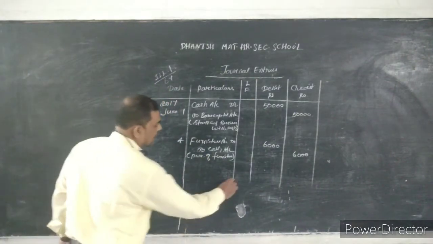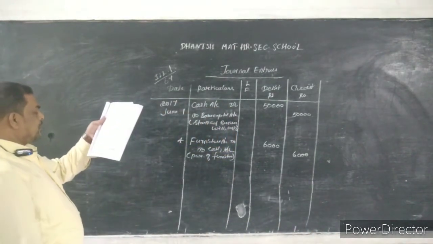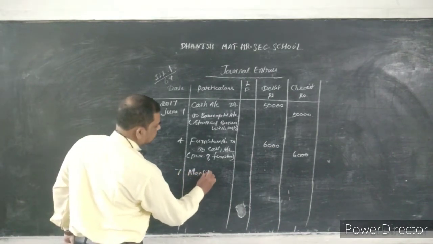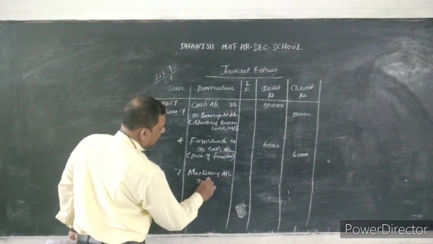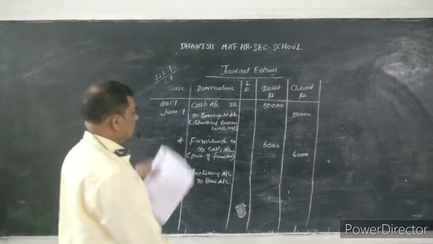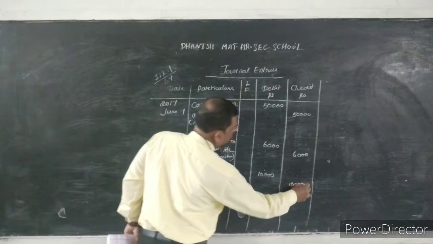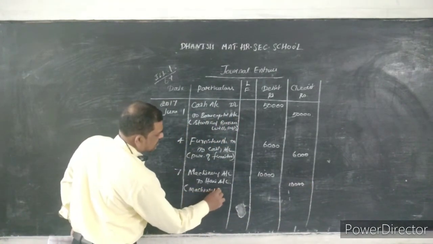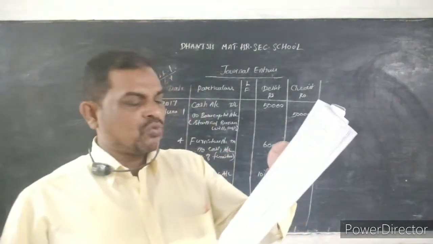So the third entry is: Machinery account debtor to Harish account. Amount is 10,000 rupees. Machinery purchase. For today, the next entry is what?